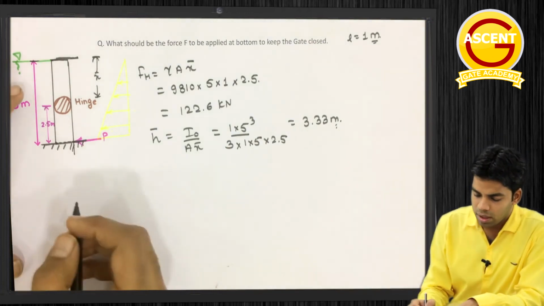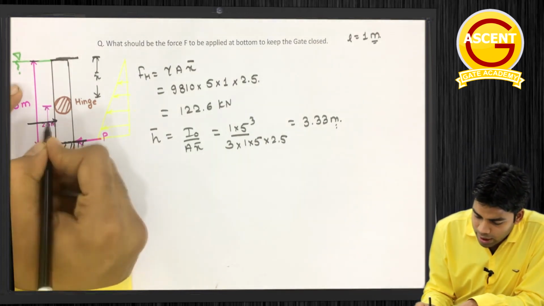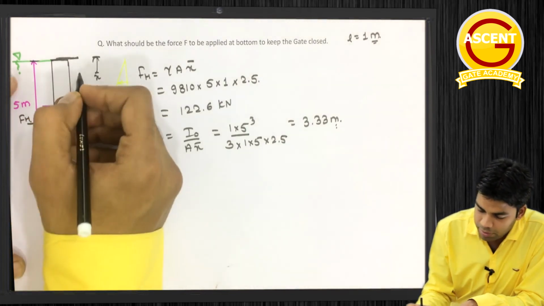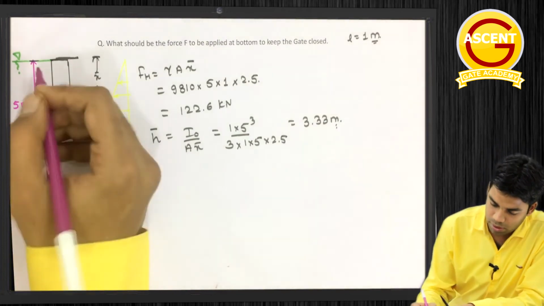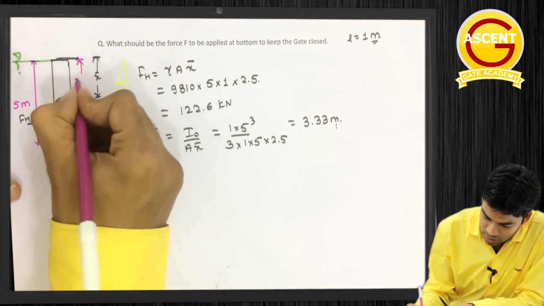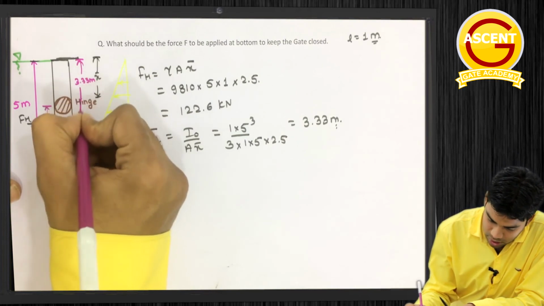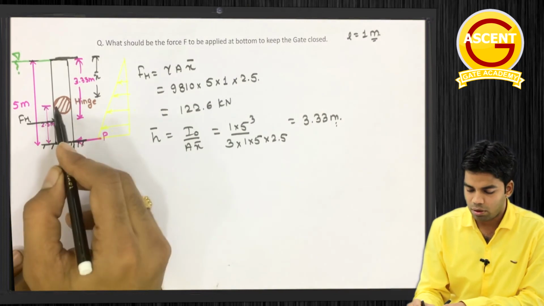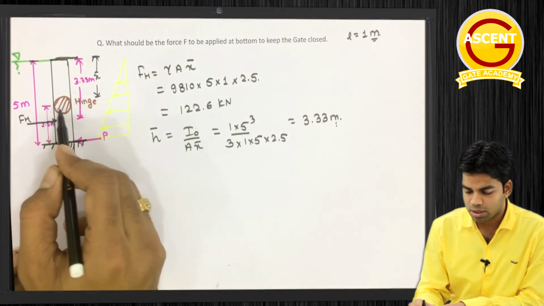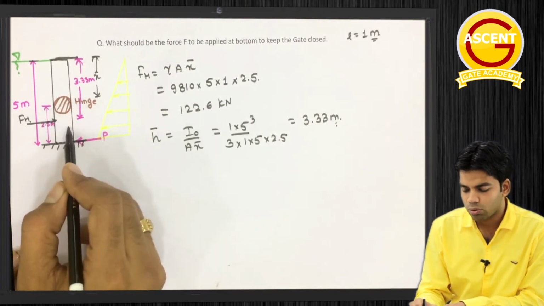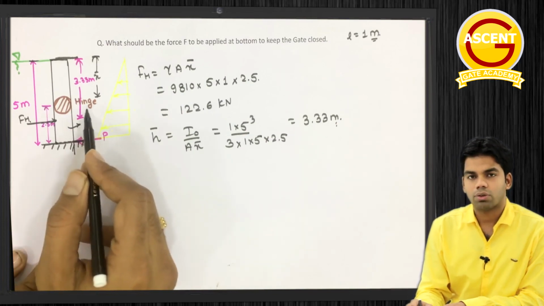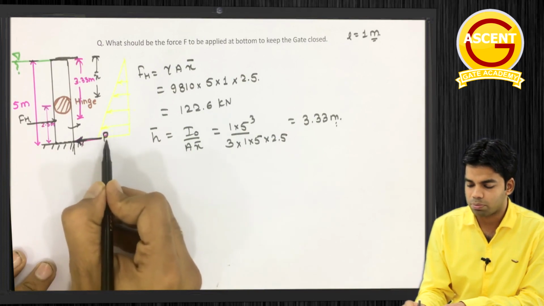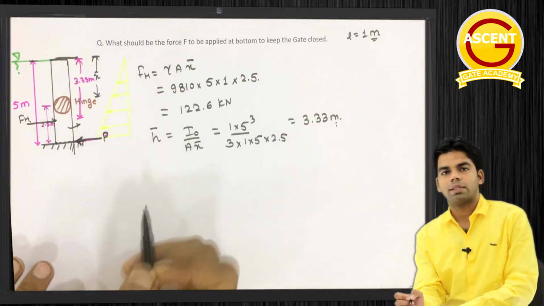Now what does this mean? This force Fh is acting at a distance of 3.33 meter from the top. That means this distance is 3.33 meter. Getting this or not? Obviously this center of pressure is below this hinge, so this will try to open this gate in this direction. In order to close this gate, we are applying a force at the bottom, and that force is supposed P. So how much this force should be, this is asked in the question.